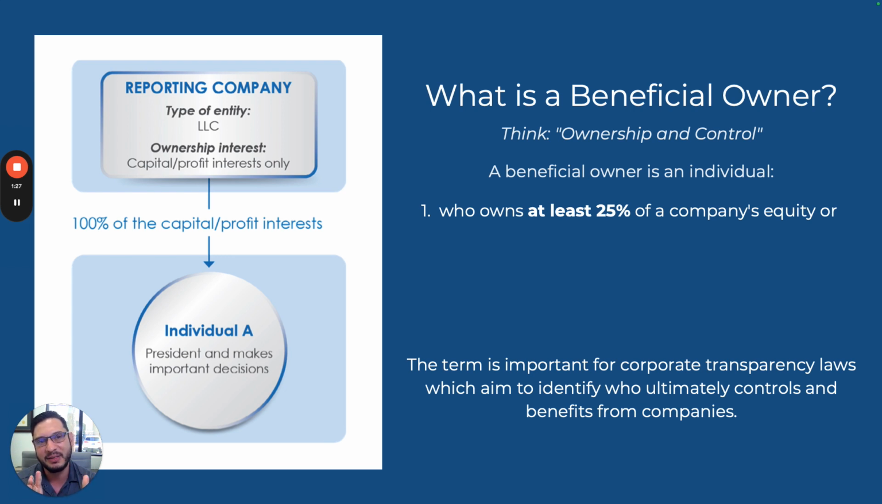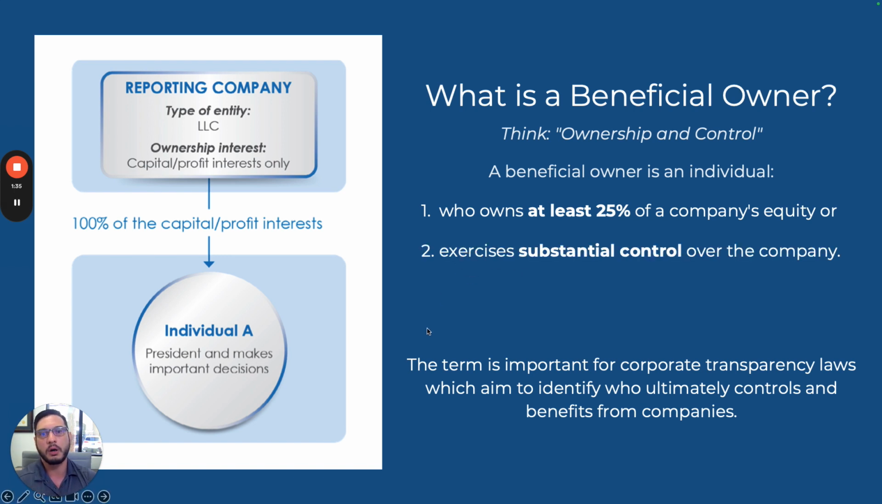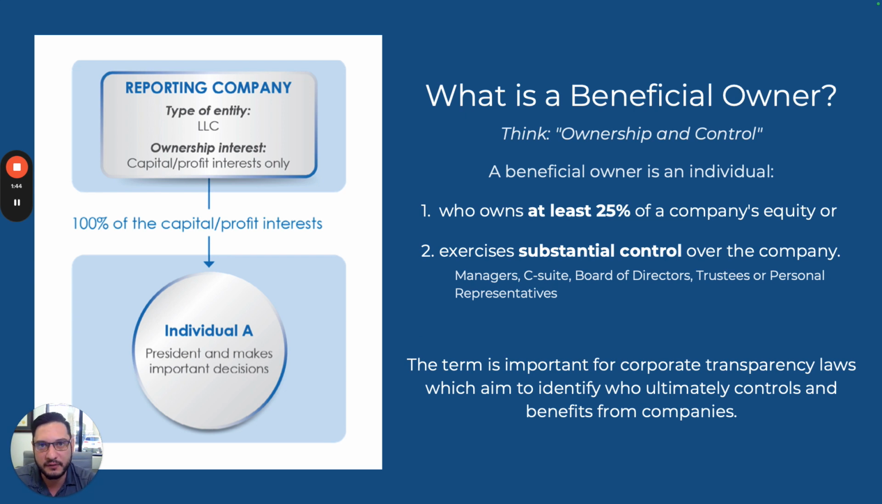So again, it's going to be the individual that owns at least 25% of a company's equity, or an individual who exercises substantial control over the company. Examples of this will be managers of LLCs, managers of companies, anyone in the C-suite, a board of directors, the trustees of a trust, or personal representatives of an estate. So this can even come into play.